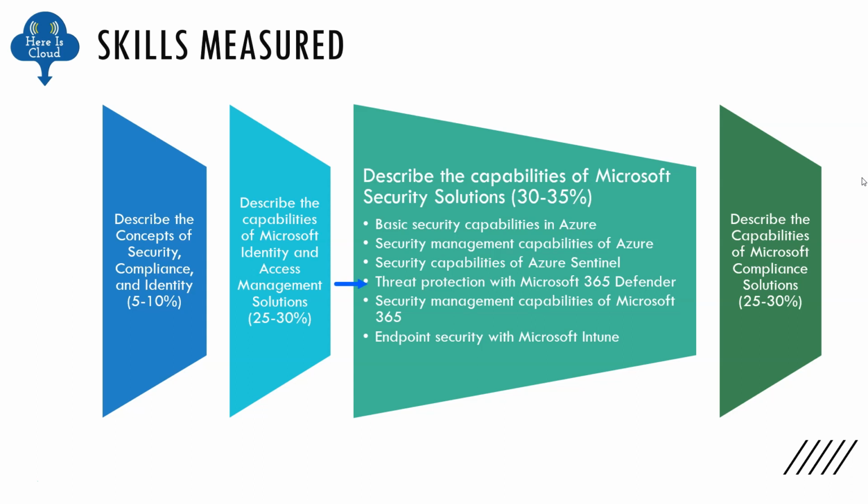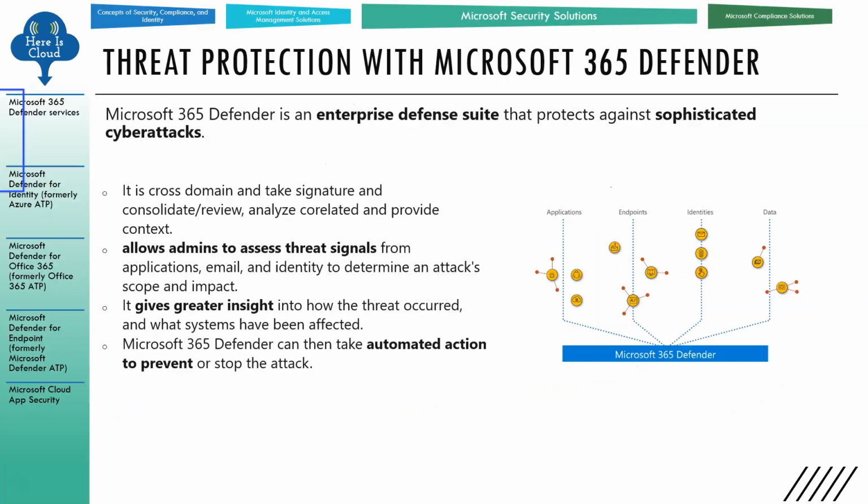The next one is threat protection with Microsoft 365 Defender. Microsoft 365 Defender is an enterprise defense suite that protects against sophisticated cyber attacks. It is cross-domain and takes signals and consolidates, reviews, analyzes, correlates, and provides context. It allows admins to access threat signals from applications, email, and identity to determine an attack's scope and impact. It gives great insight into how the threat occurred and what systems have been affected. Also, it can take automated action to prevent or stop the attack.